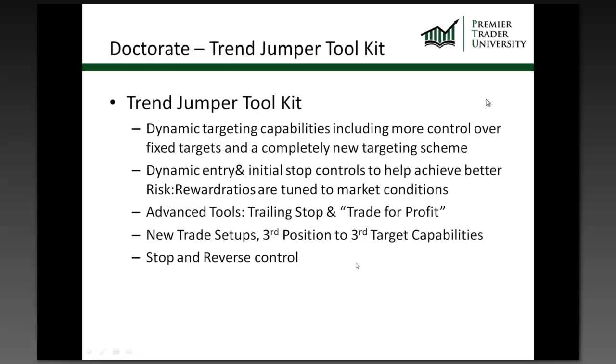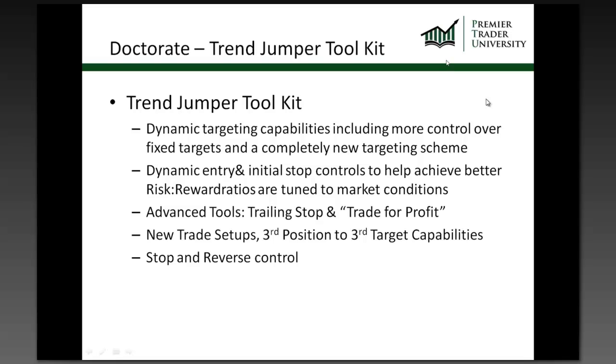Also, the entry and the initial stop, we have more tools for dynamically controlling that as well. The advanced trailing stop tools, the trading for profit, these are all things I was talking about a little while ago. But what I didn't mention is that we can now trade a third position. I mean, we would do that manually, but now the calculator and the automation is capable of not only tracking the third position, but you can test and you can discover what that best third target is. And that's pretty powerful stuff too.